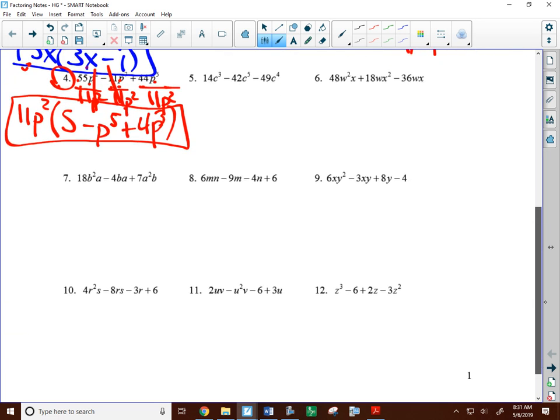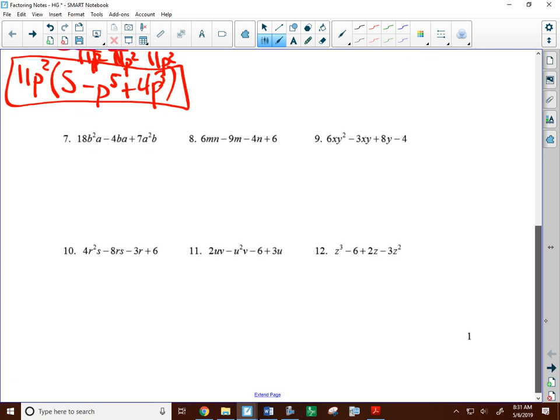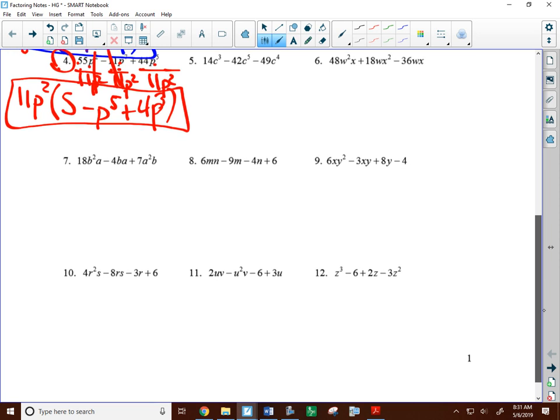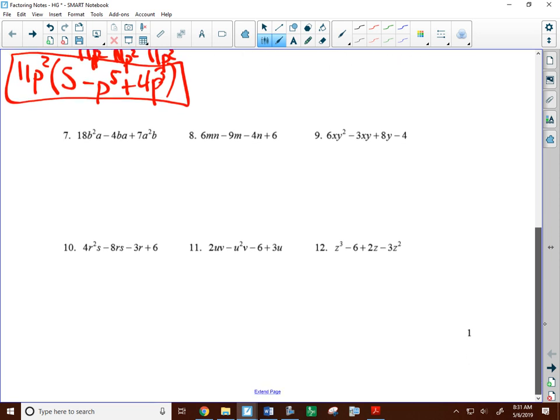So does this sound familiar, this one, factoring by grouping? No. Maybe, no. Well, let me do one, and then we'll see what you think then. Let's do 9.